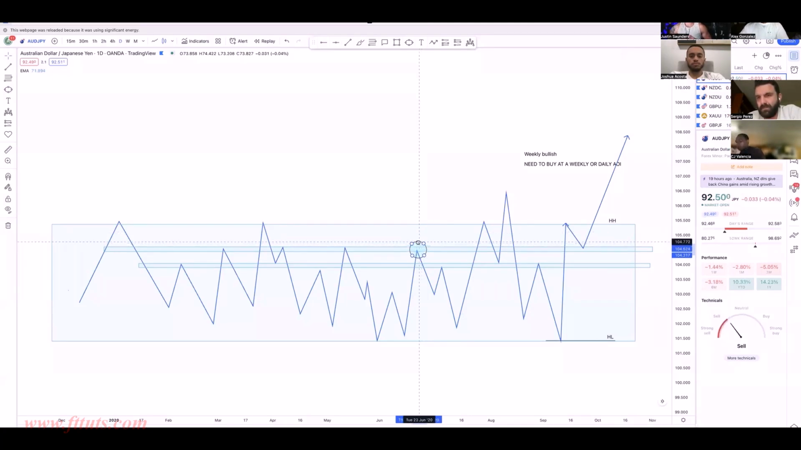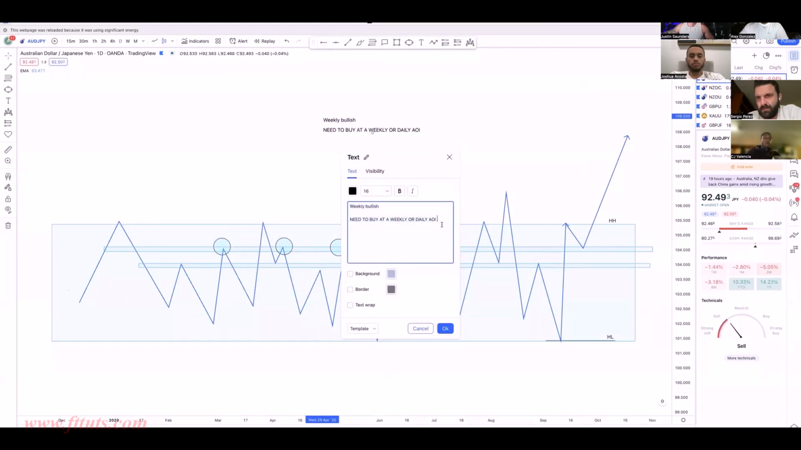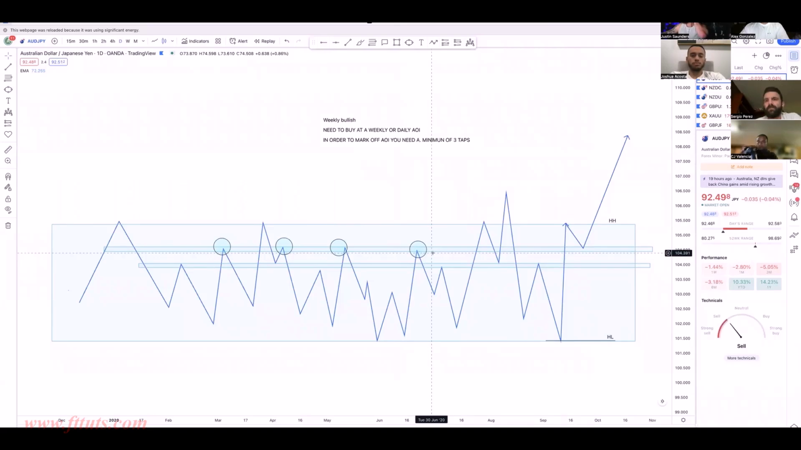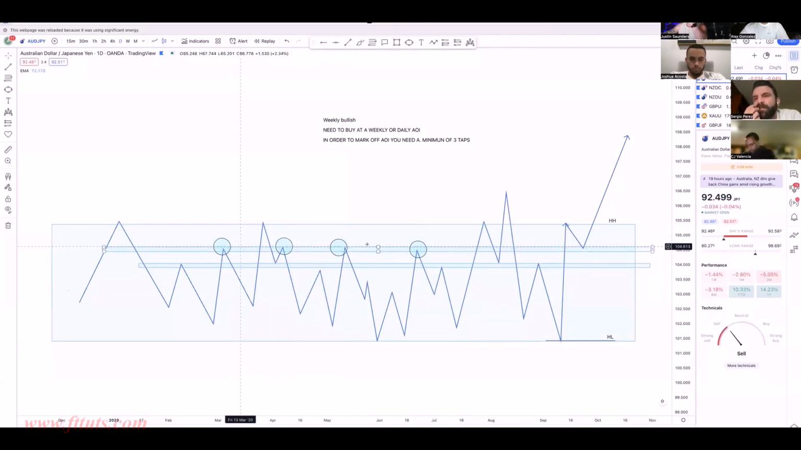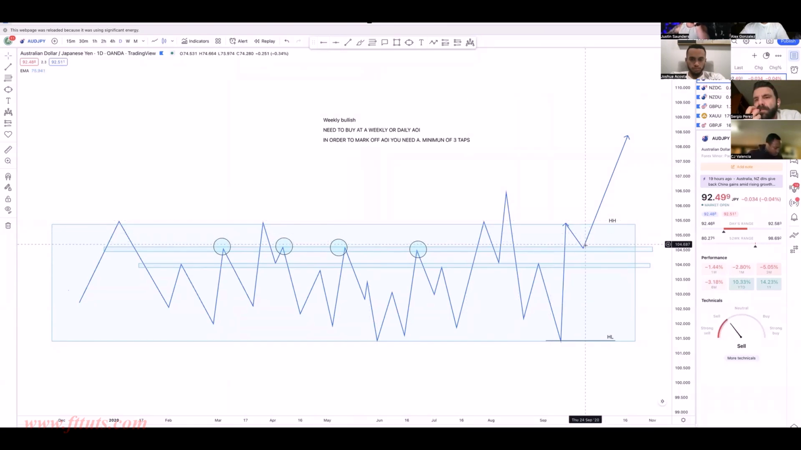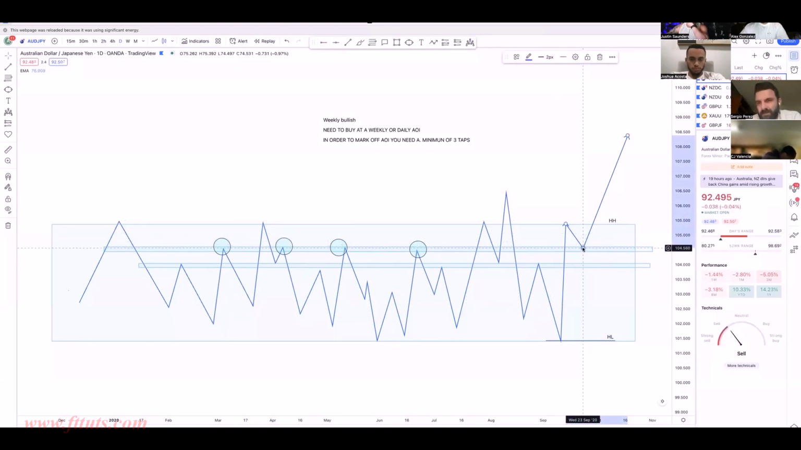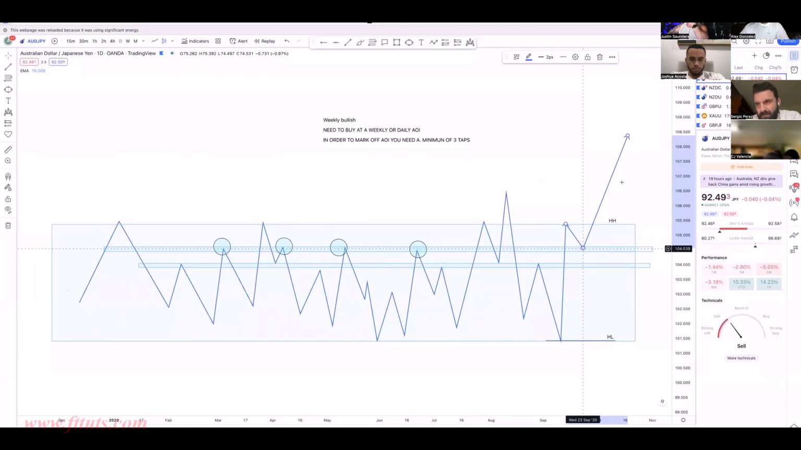So this right here, as you can tell, we have 1, 2, 3, 4 rejections. In order for you to mark off an area of interest, you guys can type this down, tattoo it, whatever: you need a minimum of 3 taps. As you notice, this is a valid area of interest because we have 3 or more taps. So this is an area where there's a high probability of it coming in, rejecting, and heading to the upside.